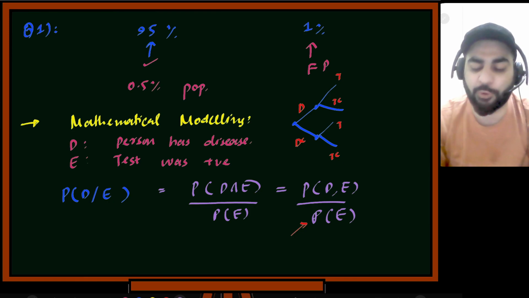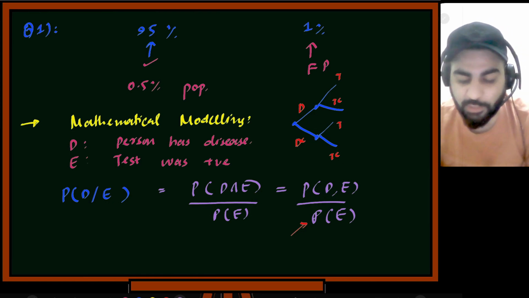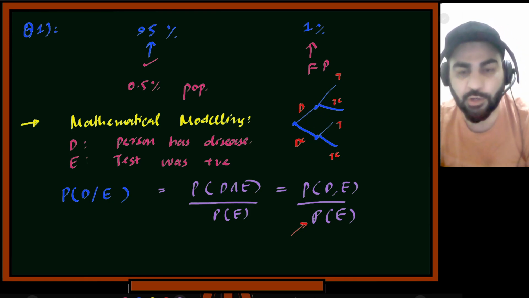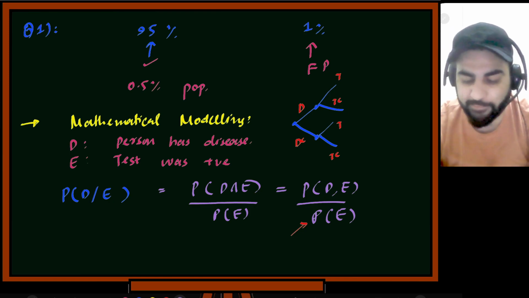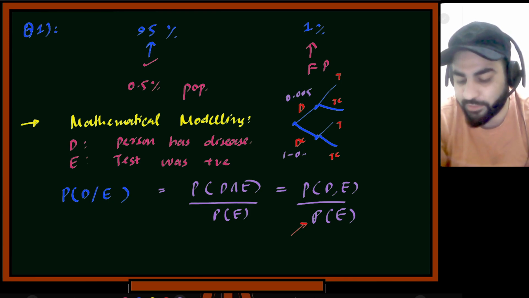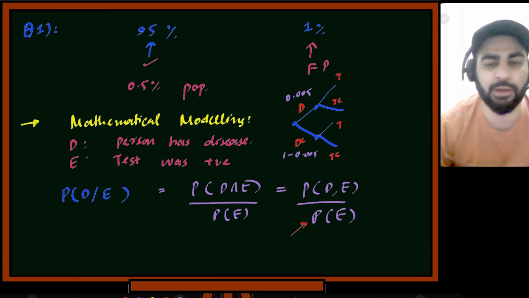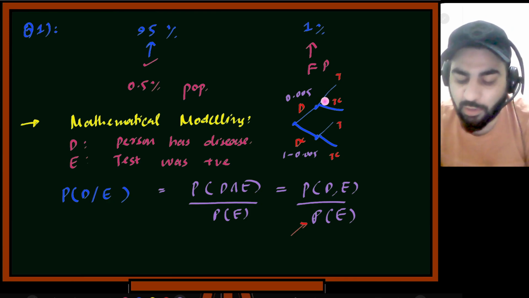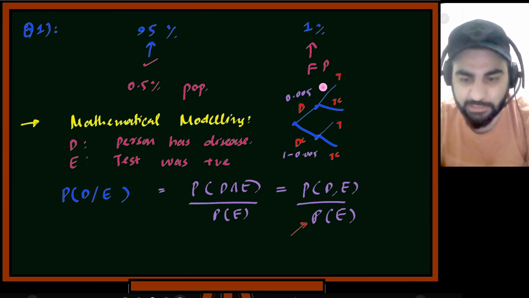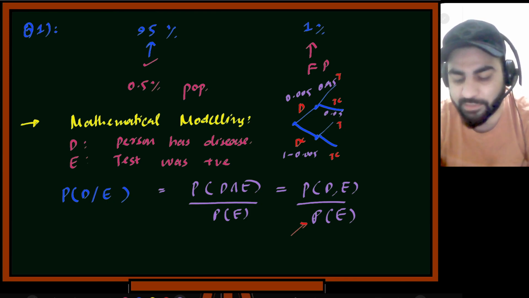Now we assign the probabilities to each of the branches. What is the probability that the person will have the disease? What percentage of people have the disease? It is 0.005, and then this is 1 minus 0.005, because 0.5% of the population has the disease. And what is the probability that the disease will get detected if the person actually has the disease? It is 95%, 0.95. So here it will be 1 minus 0.95, that is 0.05.